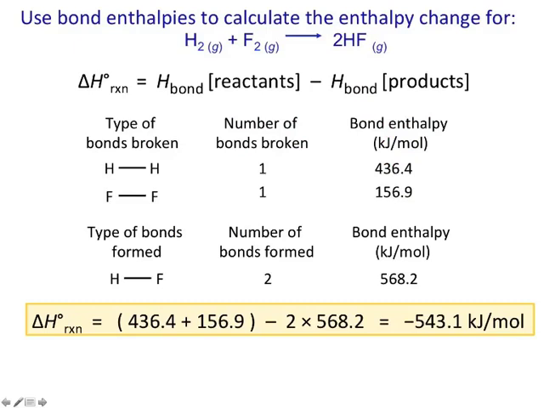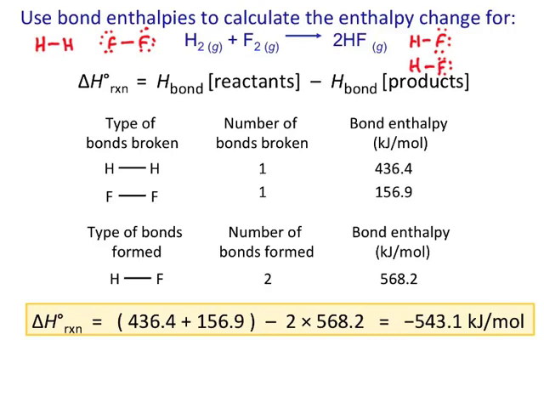Okay, so let me show this with an example. So in this one, you don't necessarily need to draw the Lewis structures, because they're pretty straightforward. You know, the Lewis structure for diatomic hydrogen is just that. The Lewis structure for diatomic fluorine is that. And then you're going to make hydrogen fluoride. And so the Lewis structure for hydrogen fluoride is just a single bond between hydrogen and fluorine. So you don't necessarily need to draw the Lewis structures for this, but I'll draw them here because it makes it a little easier to figure out.